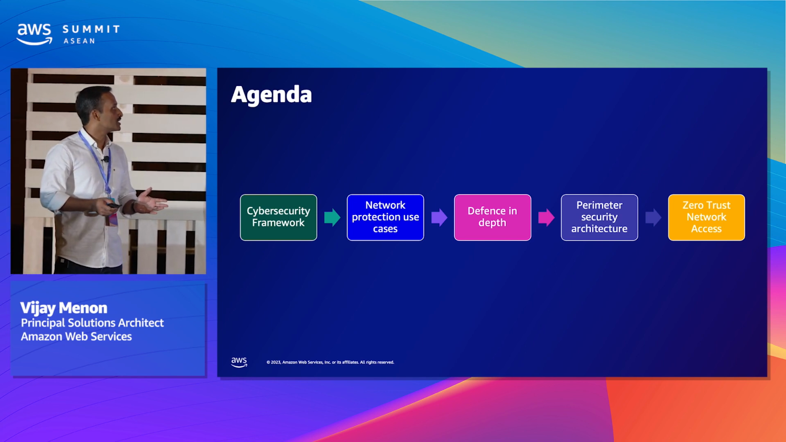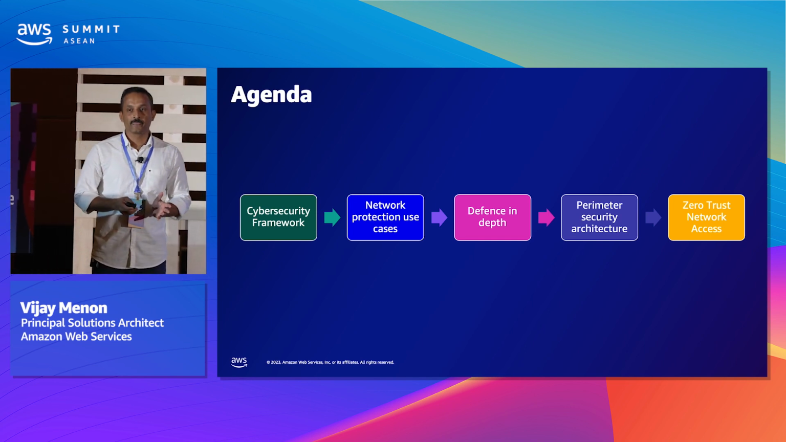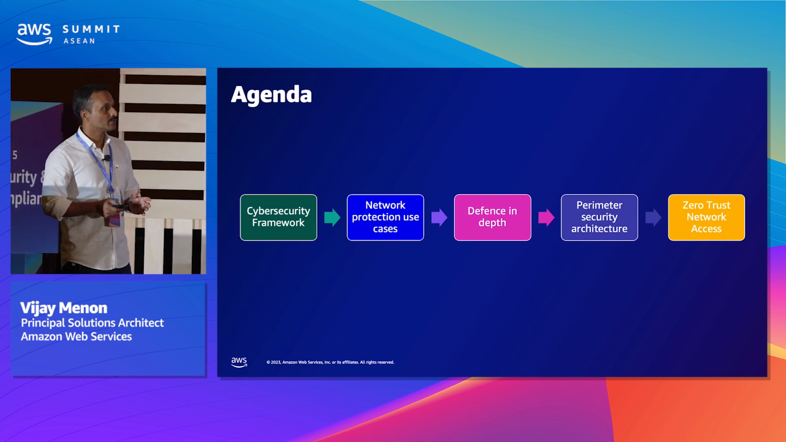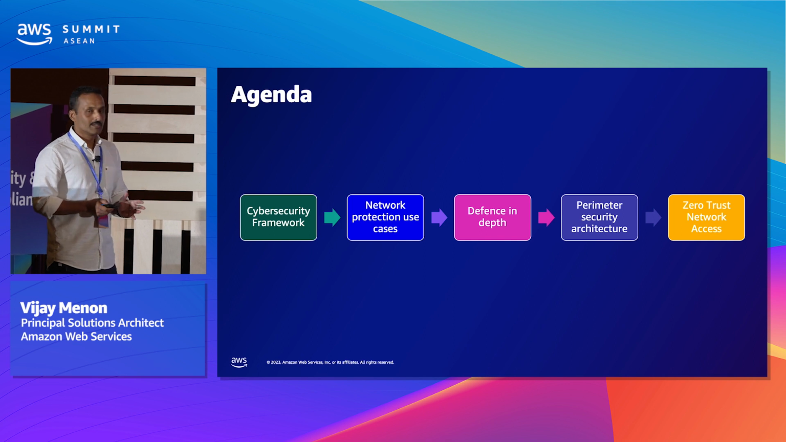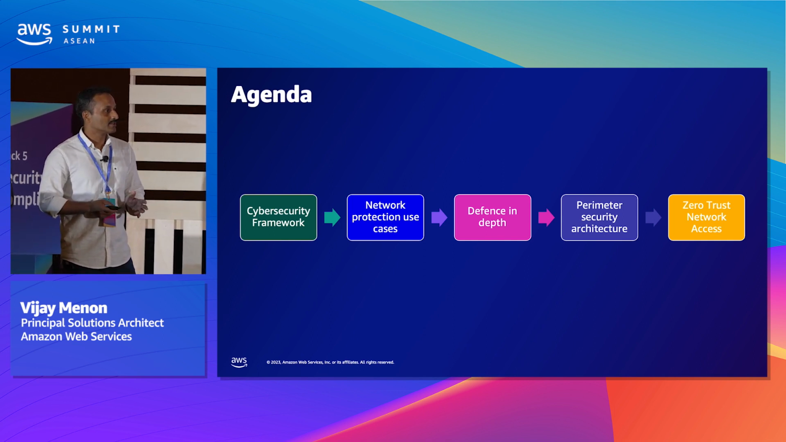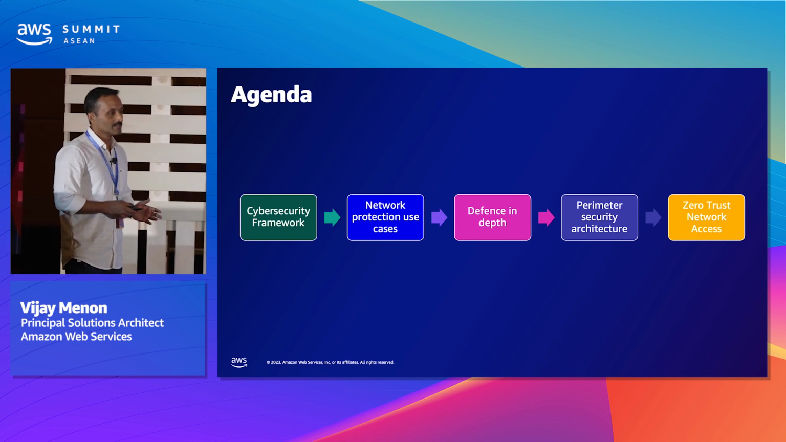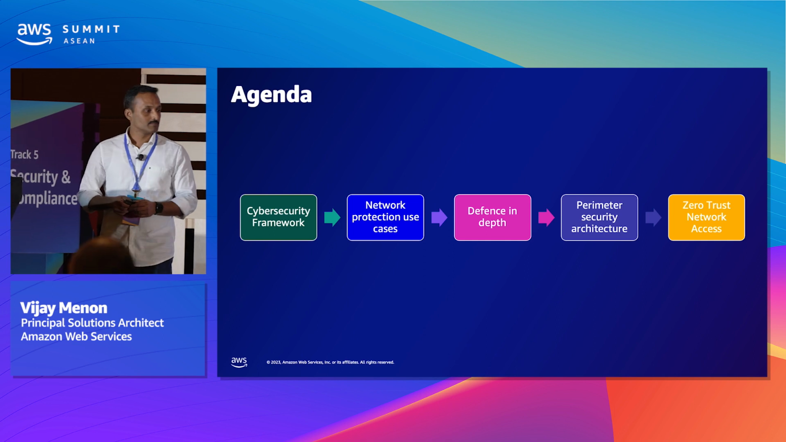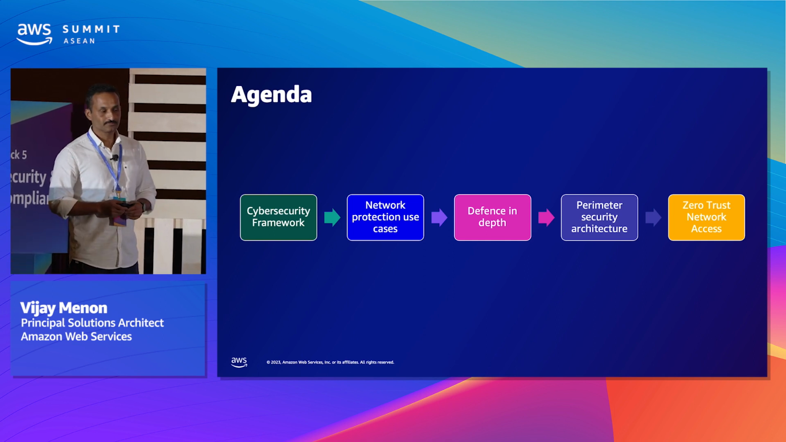So this is an overall agenda. We're going to start with talking about the cybersecurity framework. We're going to talk about a few network protection use cases, and then we're going to talk about the defense in depth approach, followed by some popular perimeter security architectures out there. And then I'm going to hand it over to Parichat, who's going to talk about zero trust network access.